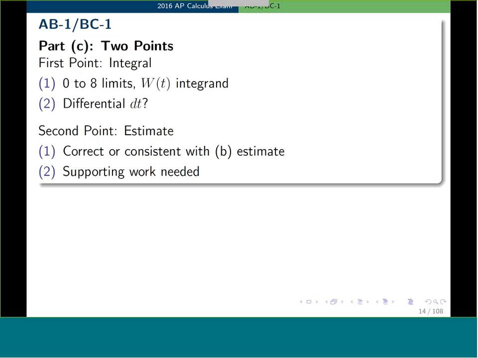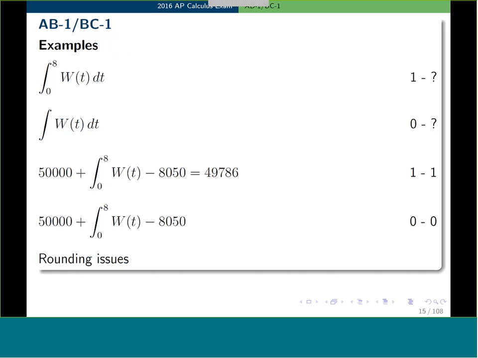The second point is for the estimate. It has to be correct or consistent with Part B. I think this is a very reasonable, compassionate thing that readers do when they grade these exams. We try to read with the student wherever possible, so that if the student made a mistake up there in Part B but had a numerical estimate, they could bring it down here into Part C, and we're going to read along with them and score them where possible. They do need some supporting work here to earn that second point. Again, that answer just can't appear out of nowhere.